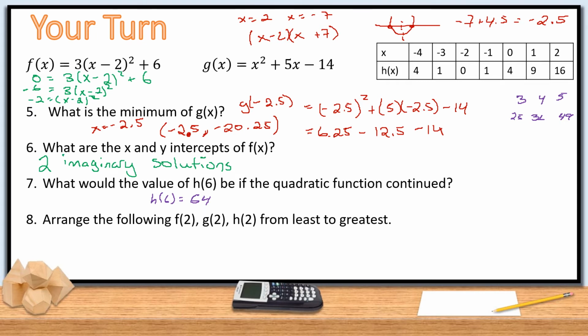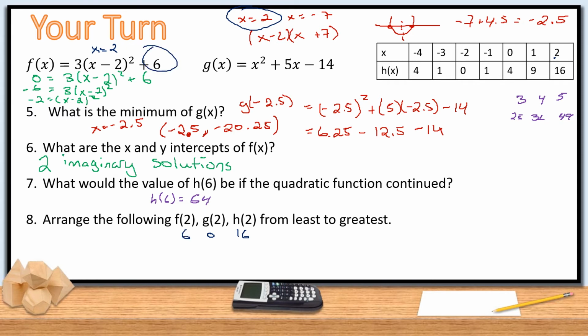All right, arrange the following from least to greatest. Easiest one, h of 2, because we can see right there it's 16. G of 2, so if we plug 2 in, it's actually one of our solutions. So if x is 2, our answer is 0. And then f of 2, our vertex is at 2. So when x is positive 2, we get a 6, and that means our coordinate is the other point.